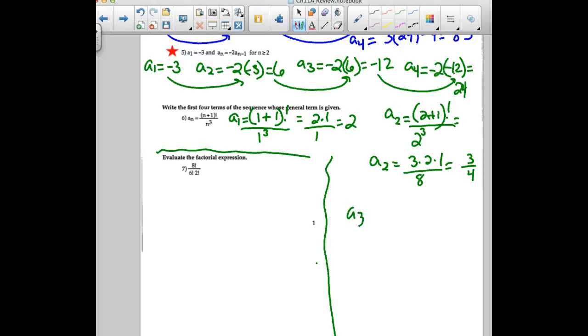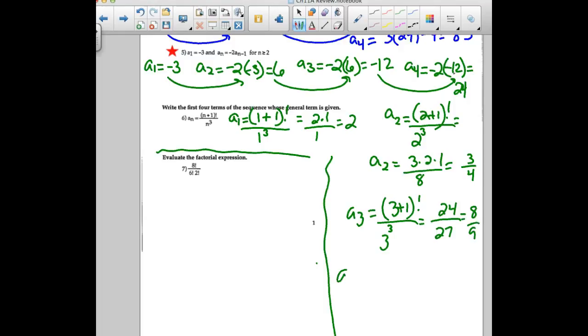All right, our third term would be 3 plus 1 factorial divided by 3 to the third power. 3 plus 1 is 4. 4 factorial is 4 times 3 times 2 times 1, which is 24, divided by 3 cubed, which is 27. That could be reduced to 8/9.